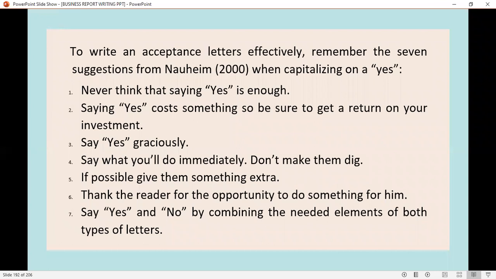Okay, to write an acceptance letter effectively, remember the 7 suggestions from Noheim 2000 when capitalizing on a yes. The first one, never think that saying yes is enough. Next, saying yes costs something, so be sure to get a return on your investment. Then say yes graciously. Say what you'll do immediately. Don't make them dig.